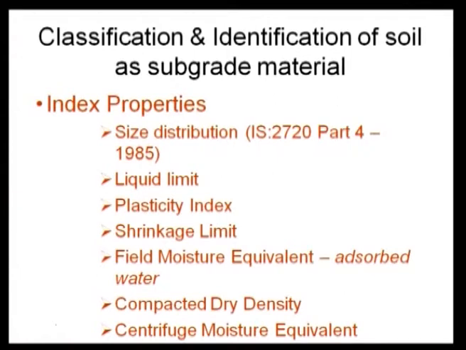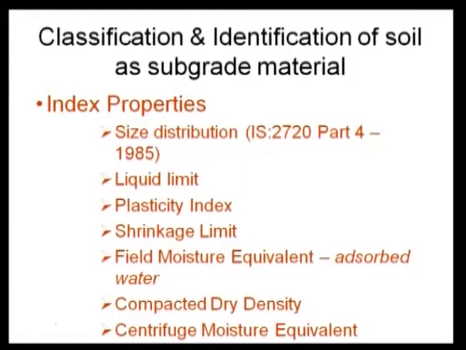Classification and identification of soil as subgrade material. How to identify this? There are many soil materials, so how do you identify which soil material to be considered as a subgrade material? It is based on the index properties, that means size distribution, liquid limit, plasticity index, shrinkage limit, field moisture equivalent, that means adsorbed water, compacted dry density, centrifuge moisture equivalent.